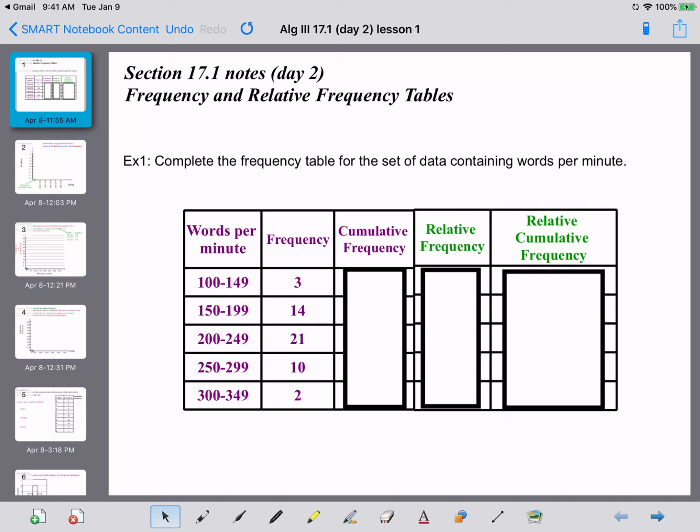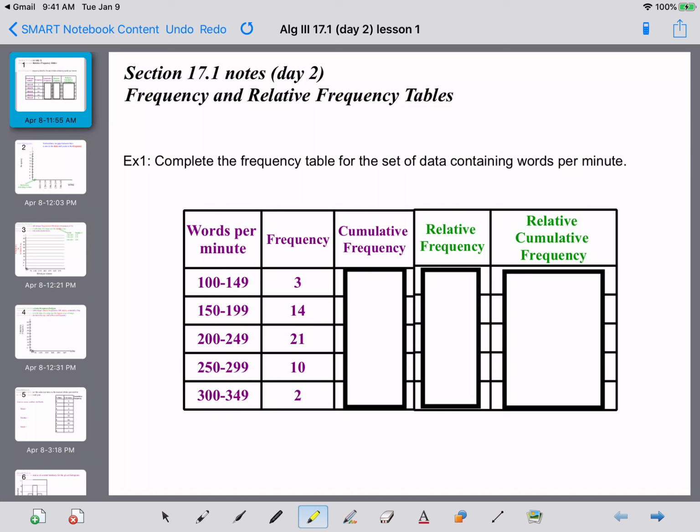So first, let's look at this set of data, which has words per minute, and then the frequency is how many people can type that speed. So, for example, there are 3 people that can type between 100 and 149 words per minute. And there are 14 people in the next range, 21 in the next, 10 in the next, and 2 in the last. All right, so that's all that a frequency table means.